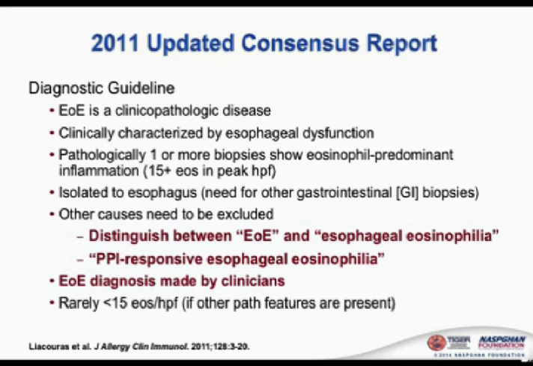More precisely, the guideline states that EoE is a clinico-pathologic disease and that there are no pathognomonic features that can be used to diagnose EoE. Clinically, EoE is characterized by esophageal dysfunction and the presence of 1 or more esophageal biopsies demonstrating greater than 15 eosinophils in at least 1 high-power microscopic field. The disease is isolated to the esophagus, and other causes of esophageal eosinophilia must be excluded. A number of patients may present with clinical and histologic features supporting the diagnosis of EoE, but who completely respond to PPI acid suppression. These patients have either GERD or PPI-responsive esophageal eosinophilia, not EoE.